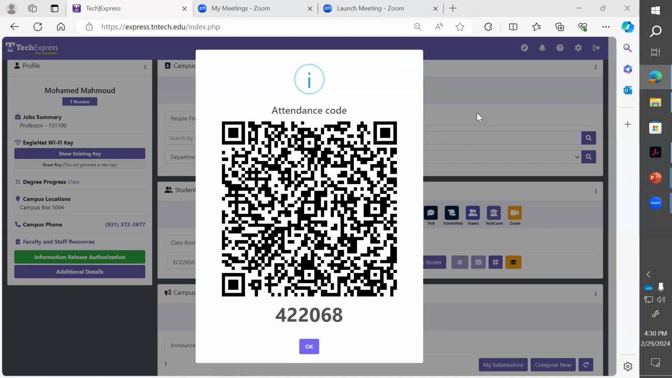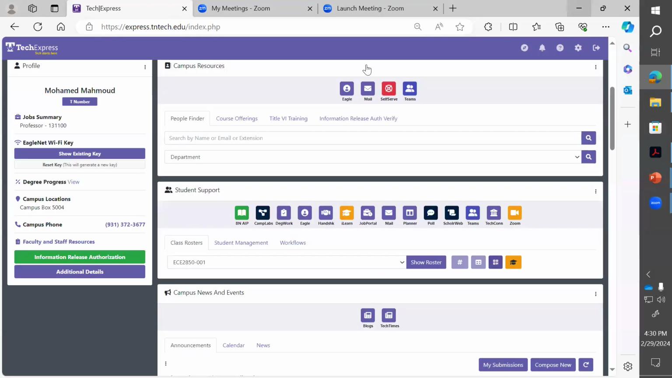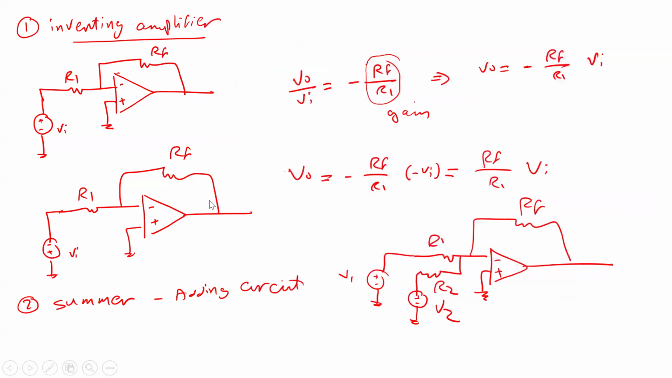Let's start. Okay, so good afternoon, everybody. So let's start. Last time I explained different applications for op-amp.